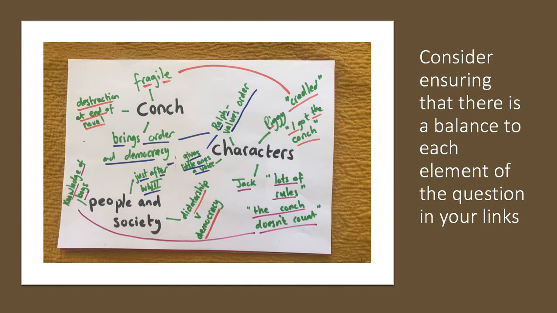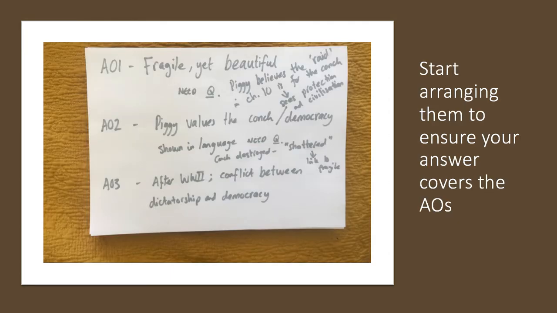Make sure that there's a balance within your answer. So you're trying to get conch, characters, people and society all within one facet of your paragraph. You don't want one paragraph on the importance of the conch, one on the character's response, one on people and society. That will make for a very weak essay, and it's far more sophisticated to link the 3 ideas together.